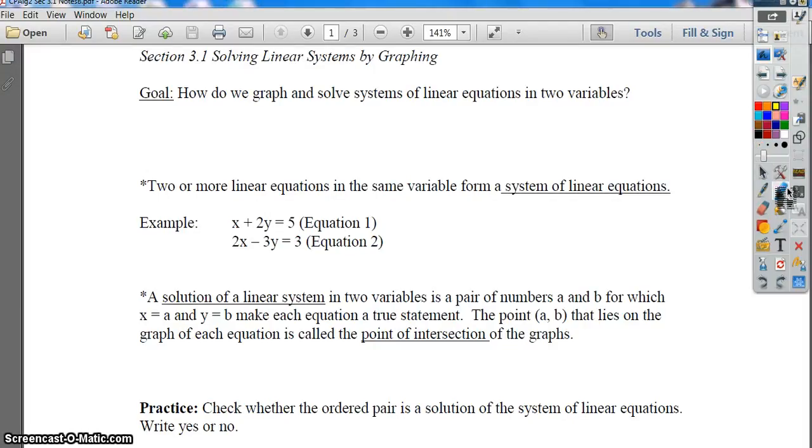This is really what the key is here. Okay, this is called the point of intersection of the graph. That's your solution where the two intersect. That's your solution.